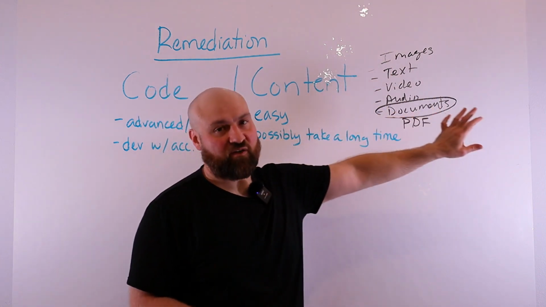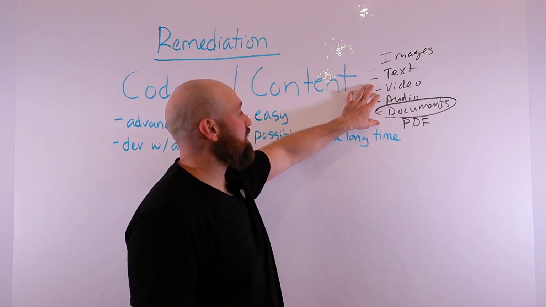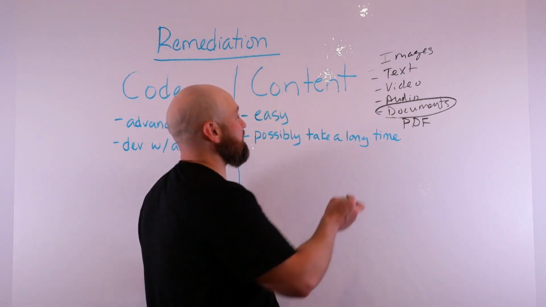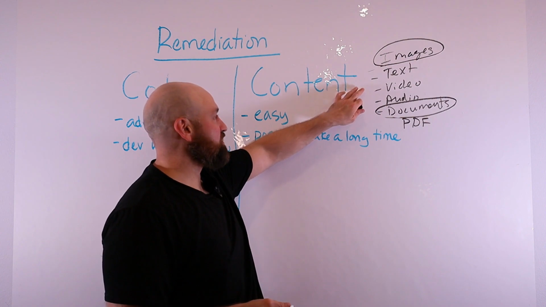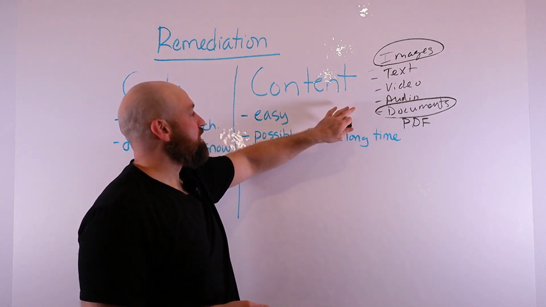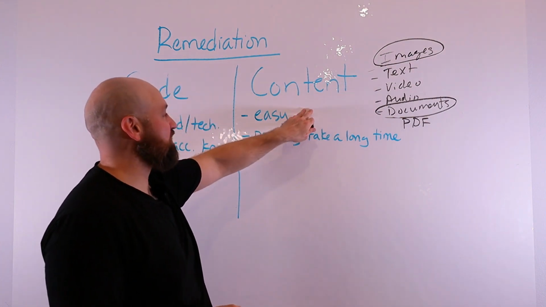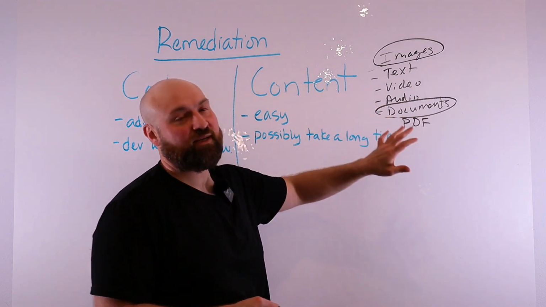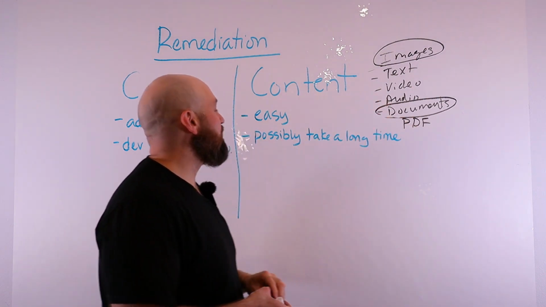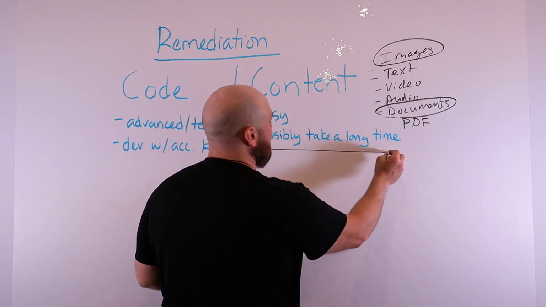And if you're concerned with litigation, the accessibility of content does come up frequently, especially with images. But of course, it can apply to any different types of content. The key here is that content is beginner friendly. It's easy. You can train someone to work on your content and remediate your content. It wouldn't be that difficult, but it's possibly going to take a long time.